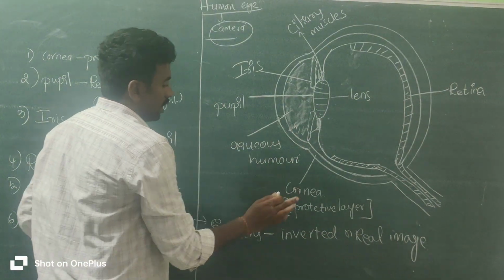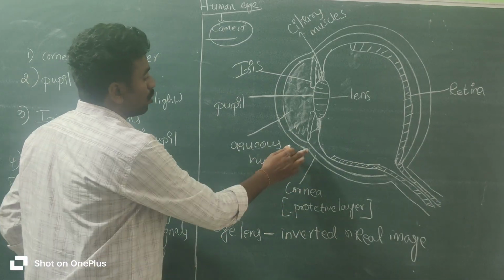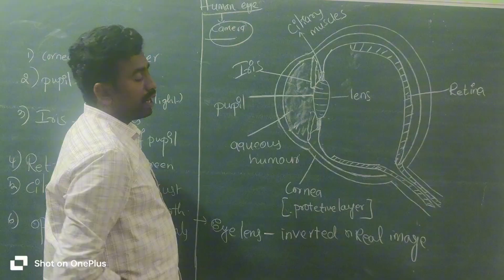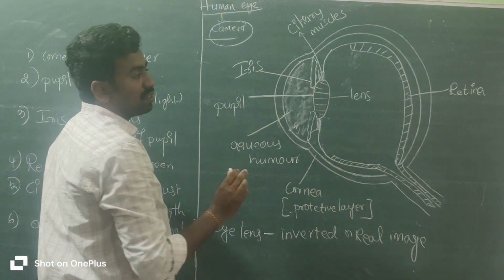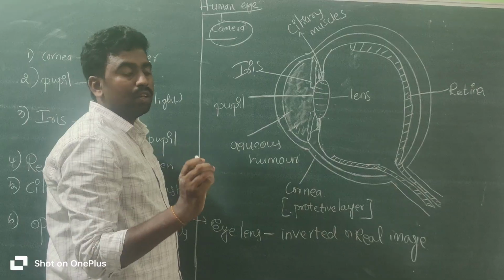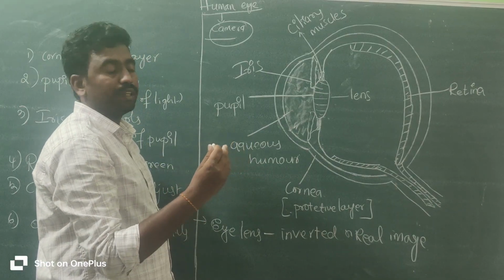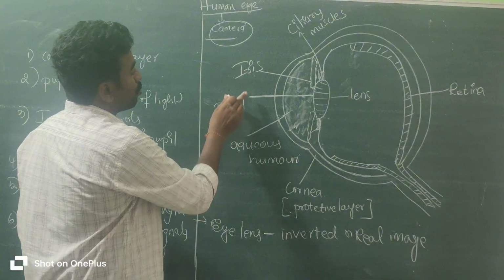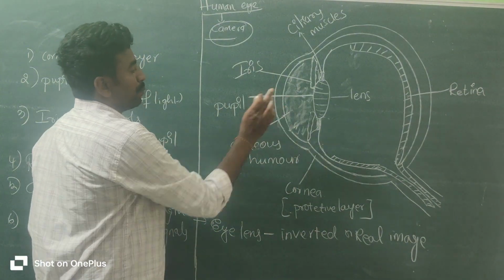First part, cornea. The cornea is a protective layer. It is the outer part of our human eye. Second part is the ciliary muscles. Ciliary muscles adjust the focal length so that when objects are at different distances we get clear images. And third part is the iris, which controls the size of the pupil.